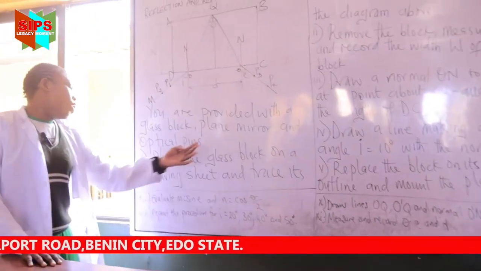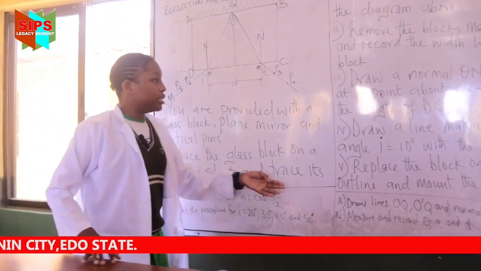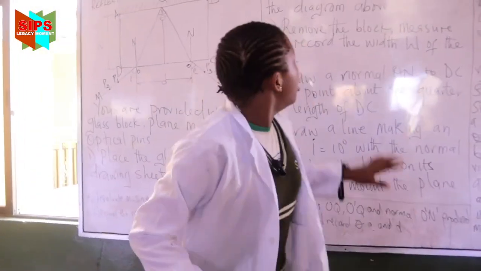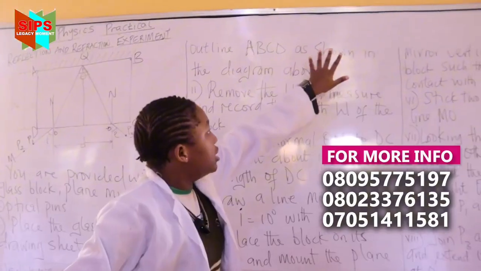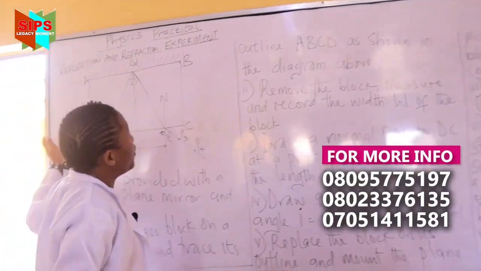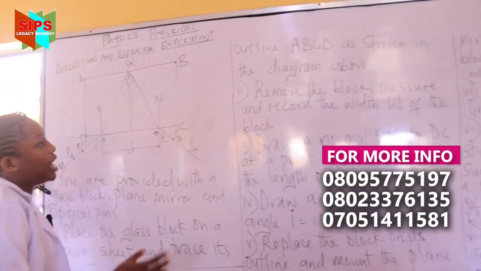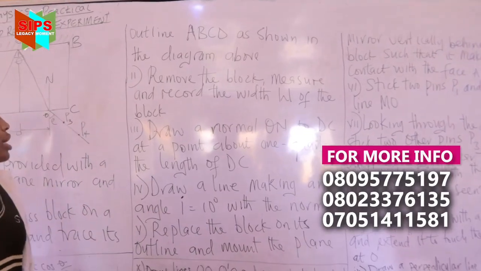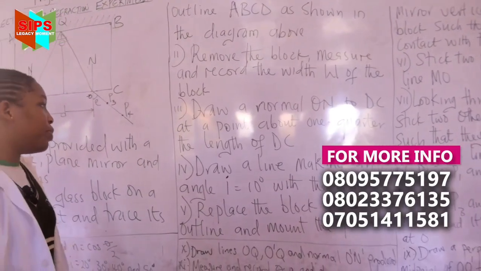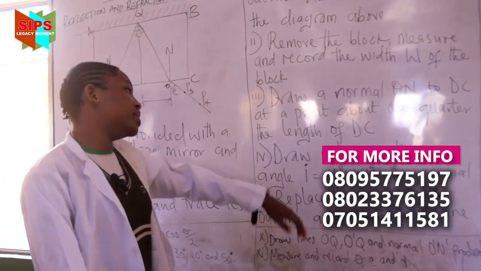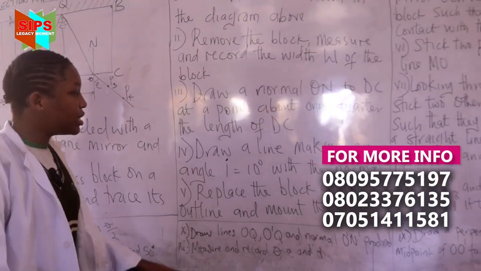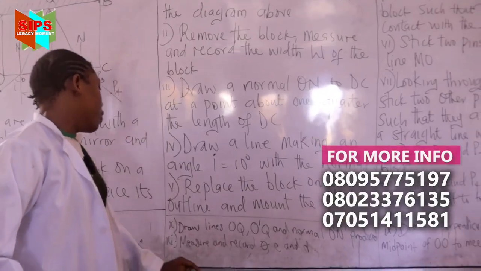Place the glass block on a drawing sheet and trace it. These are drawing sheets. So outline A, B, C, D as shown in the diagram above. Remove the glass block, measure and record the width W of the block. Draw a normal ON to DC at a point about 1/4 the length of DC. Draw a line making an angle I equals 10 degrees with the mirror.